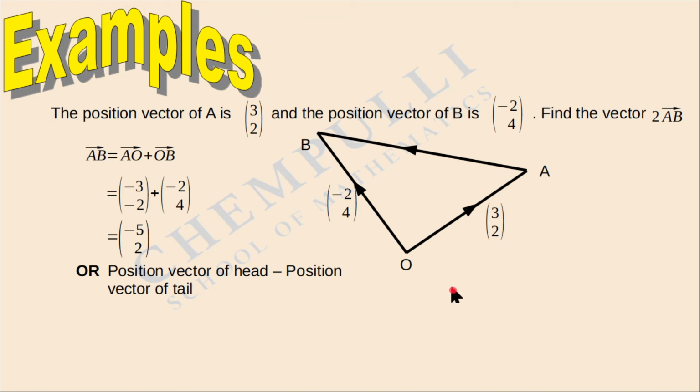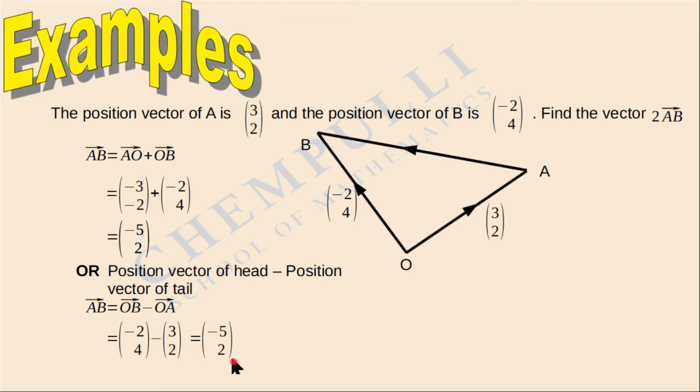Position vector of head minus position vector of tail means vector (-2, 4) minus (3, 2). We can write it like this: the position vector of head is OB minus the position vector of tail OA. That is OB minus OA. Then we can write (-2, 4) minus (3, 2). Then subtract the vectors. Negative 2 minus 3, what is the answer? Negative 5. Then 4 minus 2 gives 2. We will get (-5, 2).